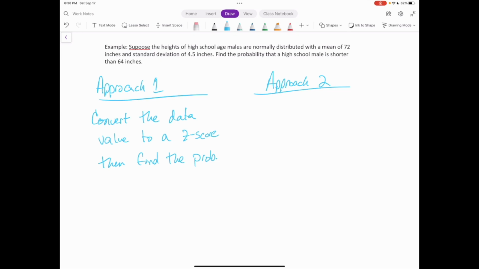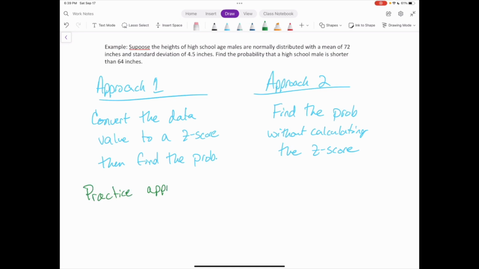Okay, so approach two says find the probability without calculating the Z-score. And that's what I'm going to do. I'm going to do approach two. I'm going to show you how to do this without calculating the Z-score first. Now, it will be a great practice for you to see if you can get the same answer. Both approaches should give you the same answer. So maybe I'll leave that for practice for you guys. I want you to practice this approach. Okay. What I mean by that is step one is find the Z-score.